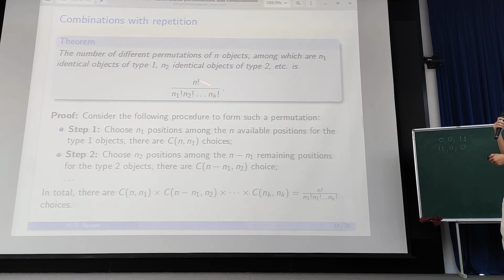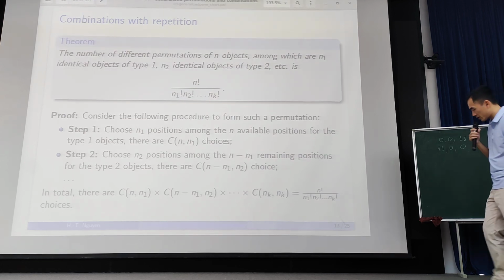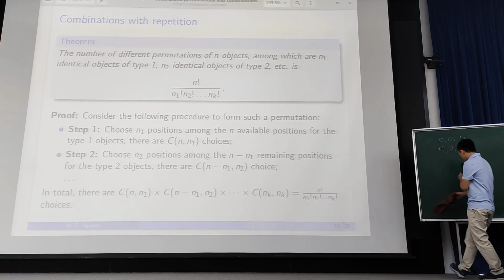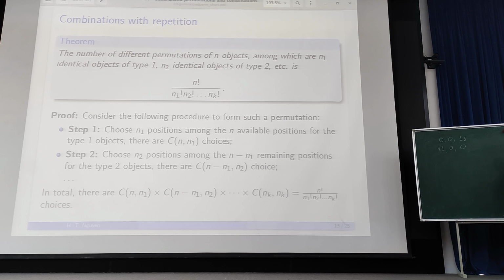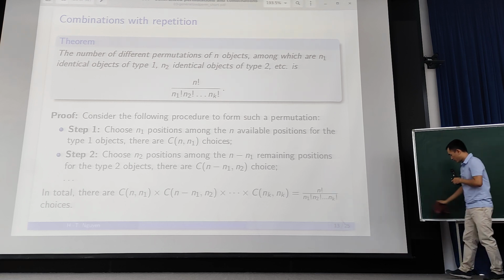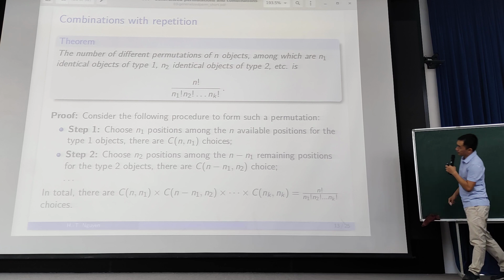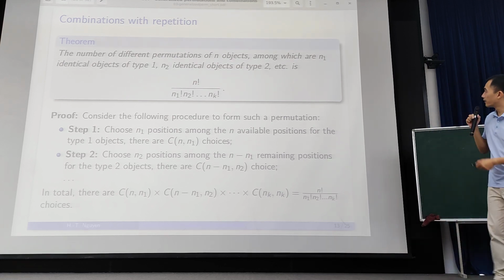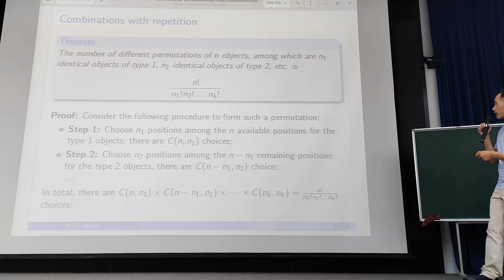Okay, so in general, you have this formula. In fact, this formula is a generalization of method 2 that we have used in the previous example. Okay, so suppose that you have a set of n objects, with n1 objects of type 1, n2 objects of type 2, and so on. And in each type, the objects are the same. Okay?